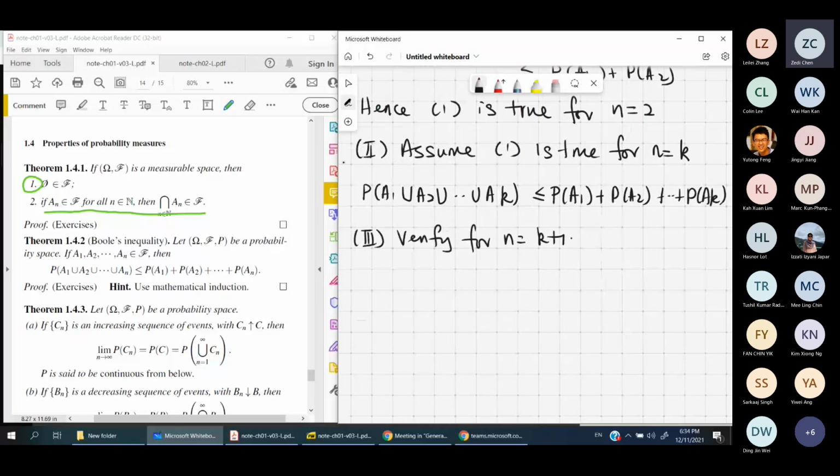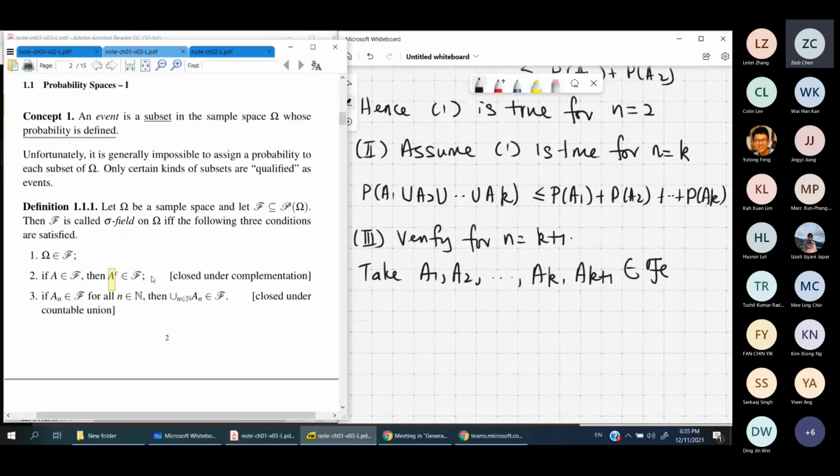Okay, so we look at it. First of all, we take A1, A2. Since we want to do it up to k plus 1, that means up to AK and AK plus 1 are events. Then we might need to go back to here. Again, you look at here. If AN is an event for all n, then the union of them must be an event.